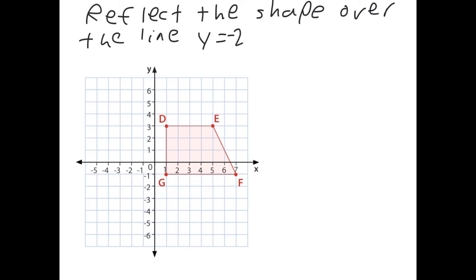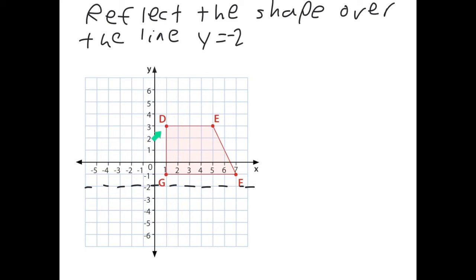So I'm going to draw a dotted line. And this dotted line represents the line y equals -2. Now we want to reflect our quadrilateral over that line. We want to make a mirror image. So the easiest way to do that is look at each of our points and notice how far away each of them are from the line. Let's go in order. We'll start with D.